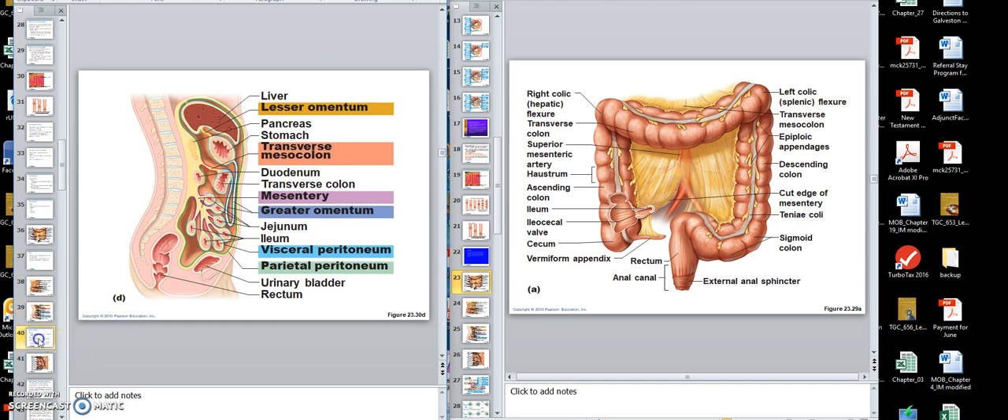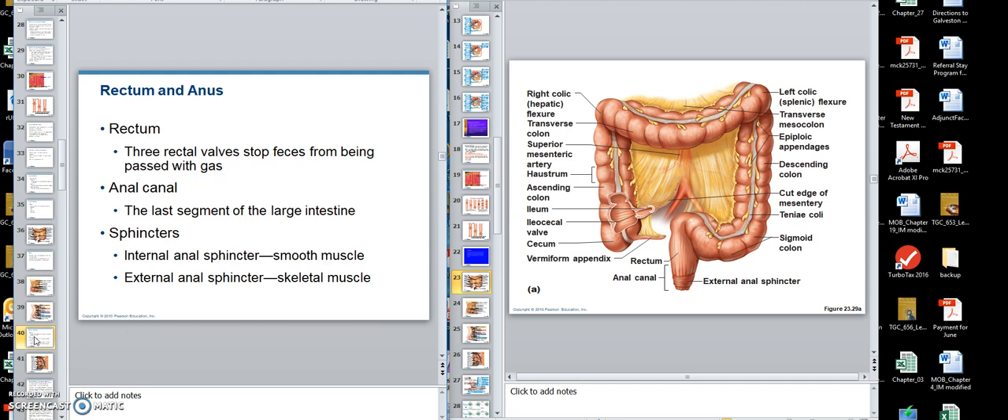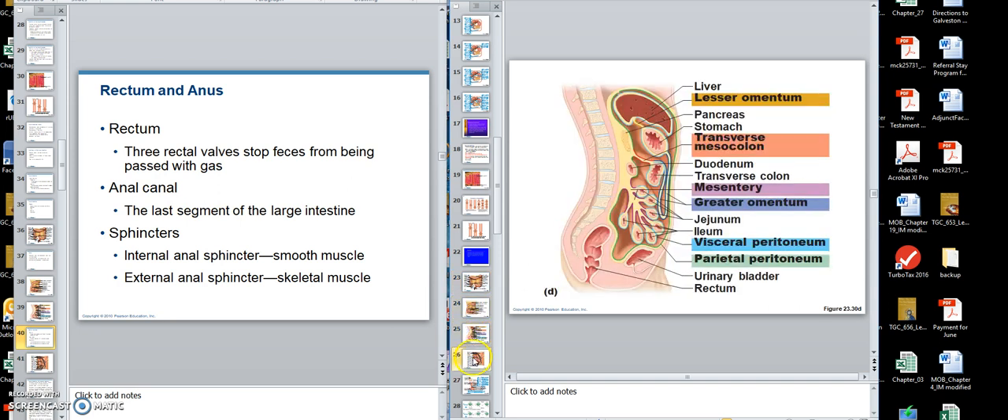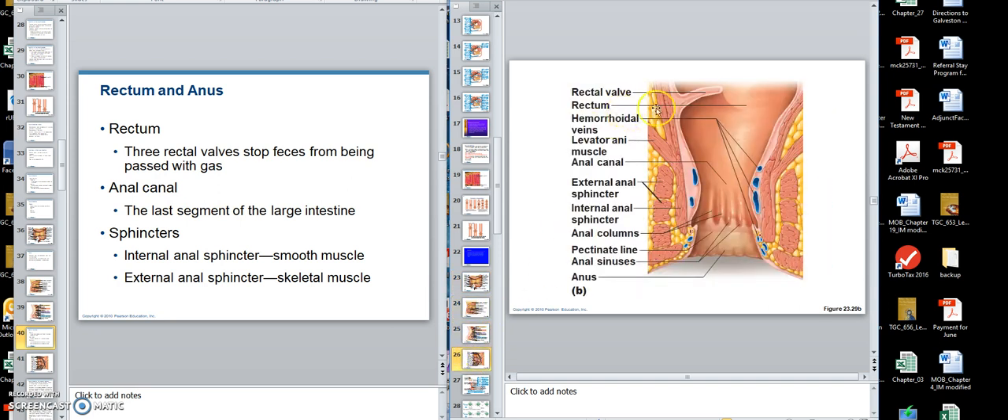Okay. So now we go to the rectum. The rectum has these rectal valves, and they stop feces from being passed with gas. Otherwise, if you pass gas, you would also pass feces. So these three rectal valves, you only see one here on this drawing, separate the gas from the feces.